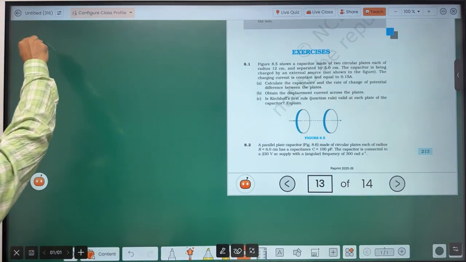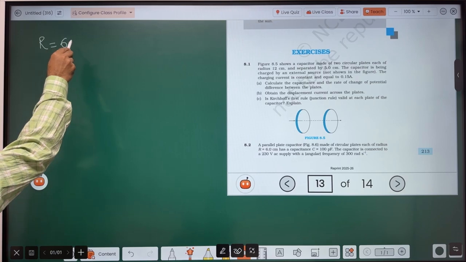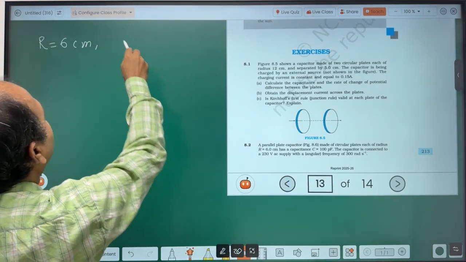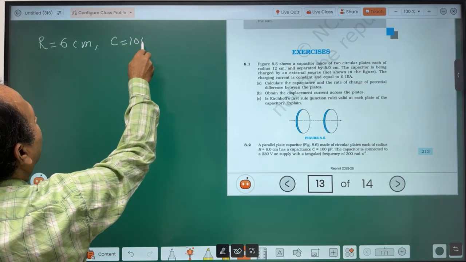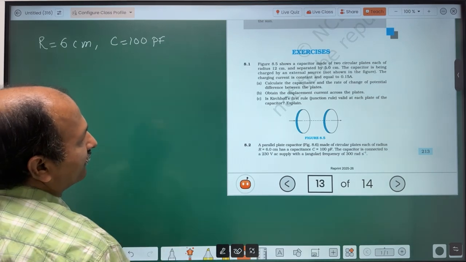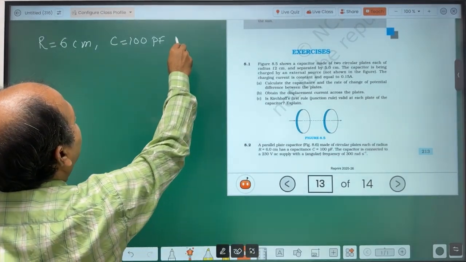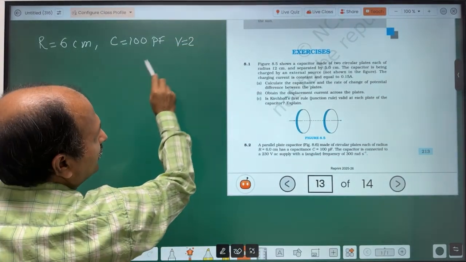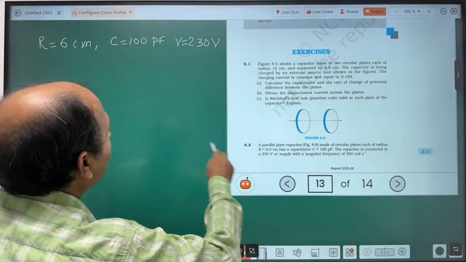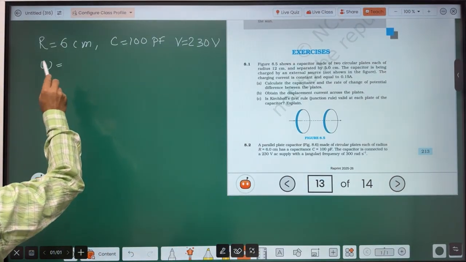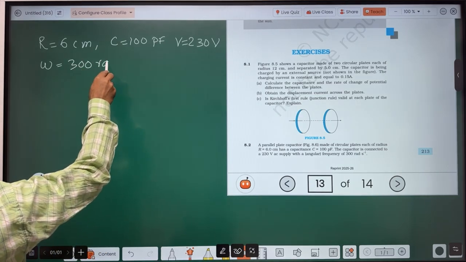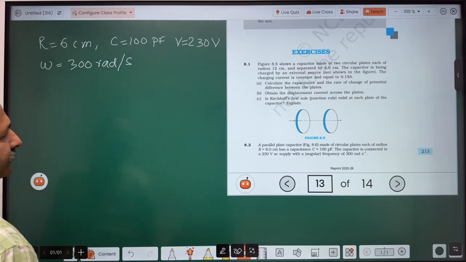So related information: R is given as 6 cm, then capacitance C equal to 100 picofarad, and applied voltage V is given as 230 volt, right? Angular frequency is also given, omega equal to 300 radian per second.